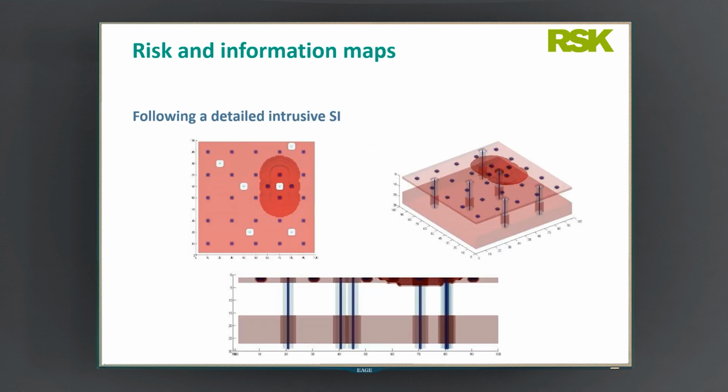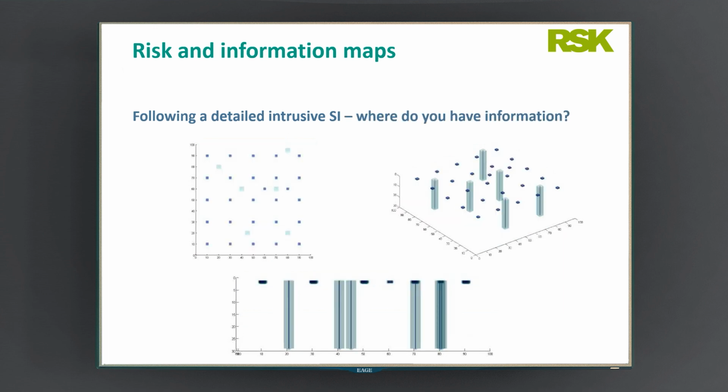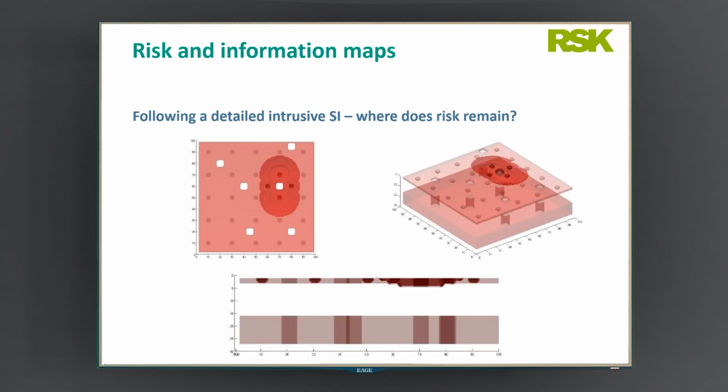So we can imagine then, if we investigate a site with purely intrusive investigations, and this is far more detailed an investigation than you would ever do on a site of this size, we've got 6 boreholes here and 25 trial pits to try and characterize the ground. And what we've done then is turn the red, which was risk, into blue, which is information. So this now shaded in blue is where we do have information from our intrusive ground investigation. But critically, still shaded in red, this is where we don't have information from our ground investigation. This is effectively where the risk remains.